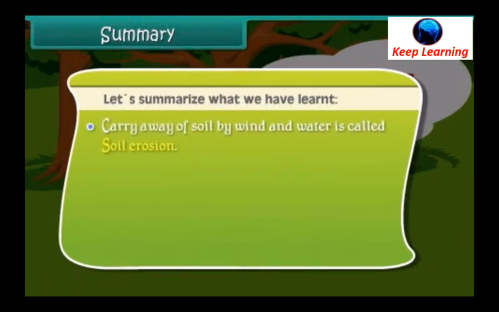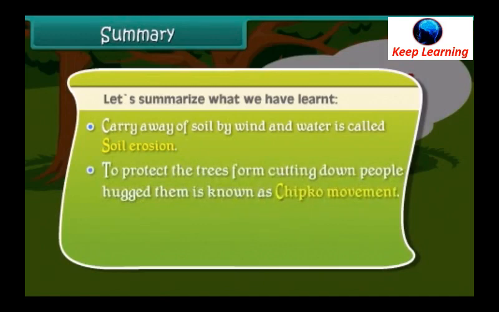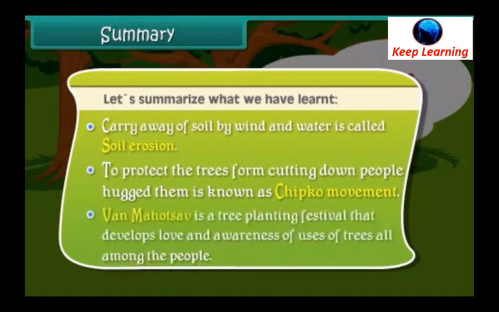Carrying away of soil by wind and water is called soil erosion. To protect the trees from being felled, people hugged them, and this movement is known as the Chipko movement. Van Mahotsav is a tree planting festival that develops love and awareness of uses of trees among the people.